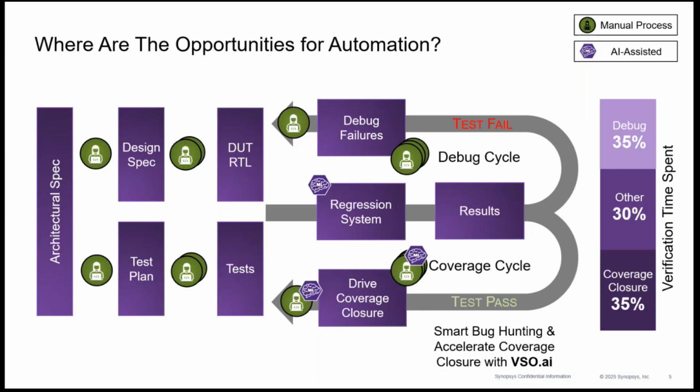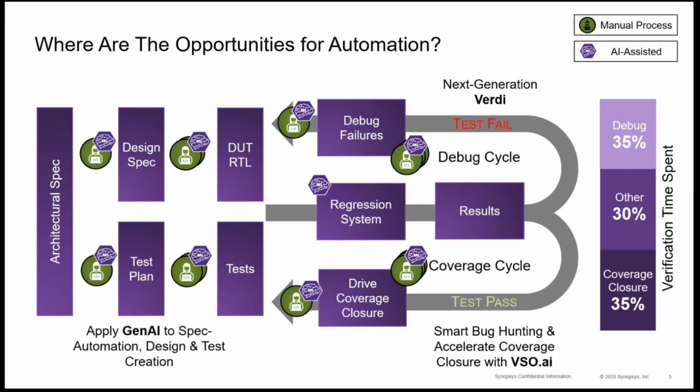Now, after the RTL and test bench have matured, we normally focus on the coverage closure, finding corner case bugs, and reducing the regression time. And VSO.ai has proven to reduce the regression turnaround time by 2 to 7x, thereby accelerating the coverage closure. Now, Gen AI can also be applied to spec automation and design and test bench creation as well.